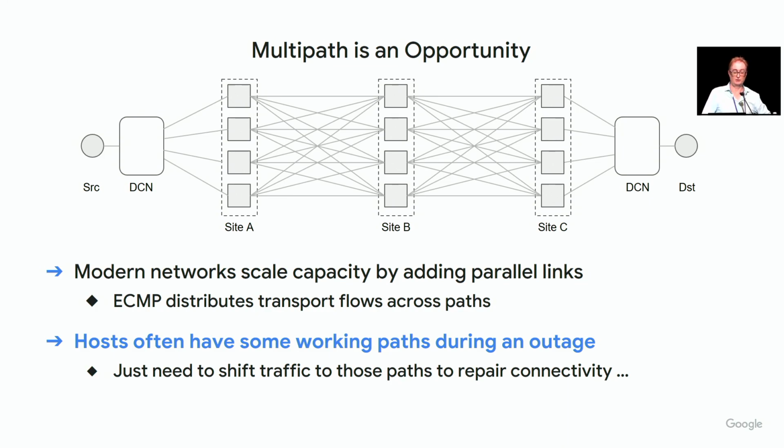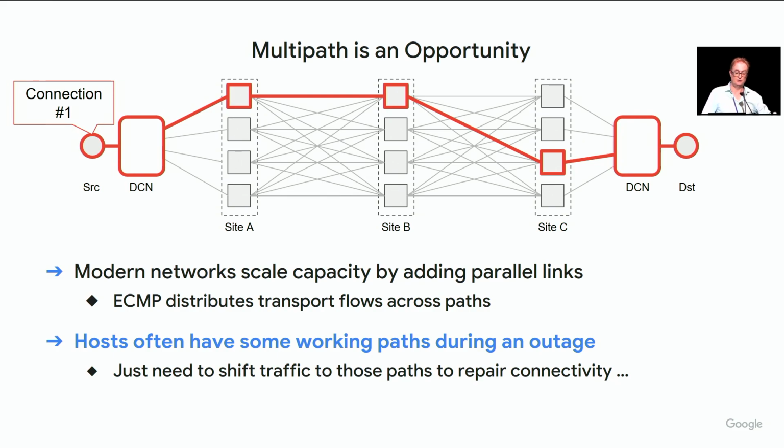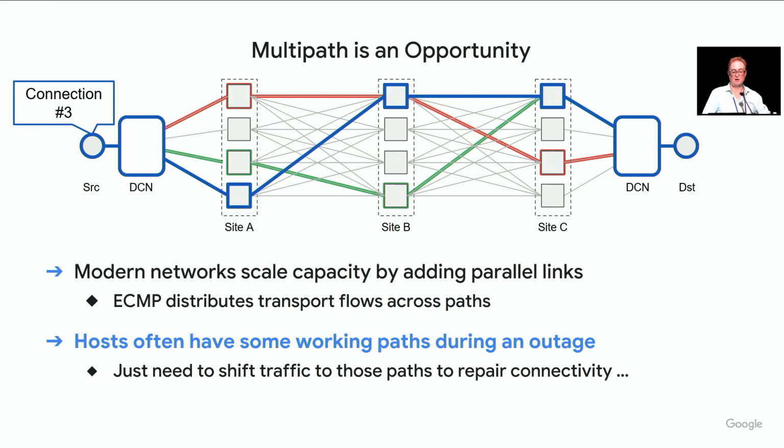So modern networks scale their capacity by adding more links in parallel. So you can see between these sites, there are many links rather than a single fast link. ECMP is then used to distribute different connections or transport flows across the many paths through this network.